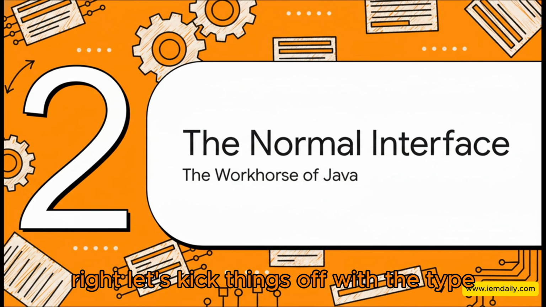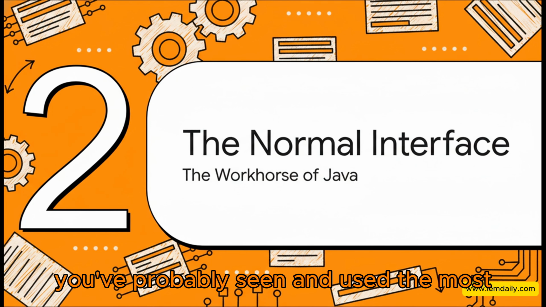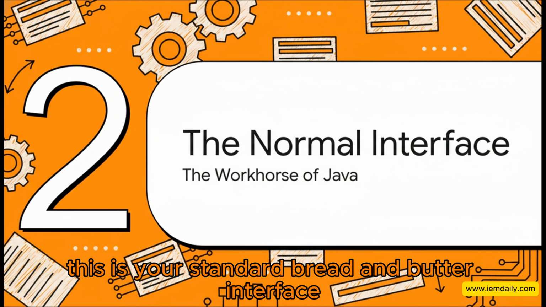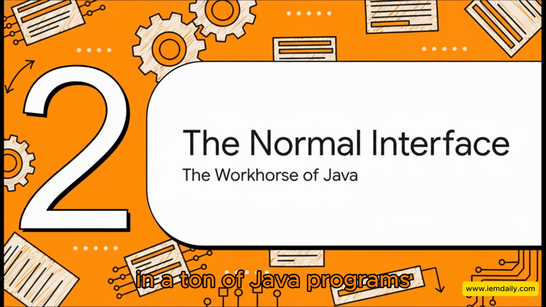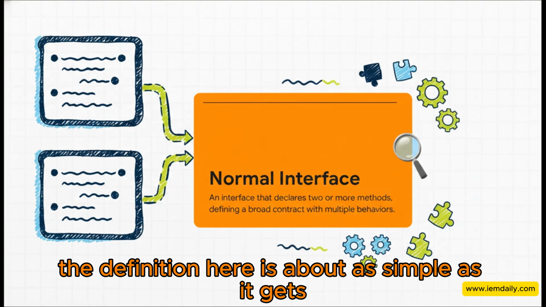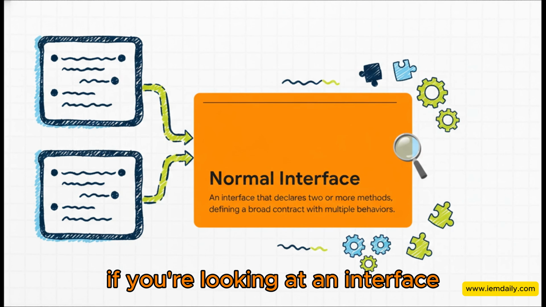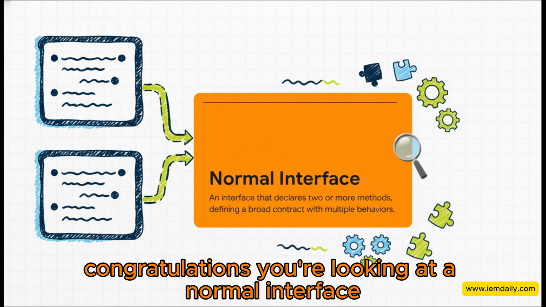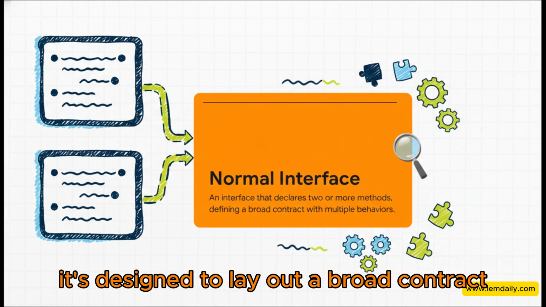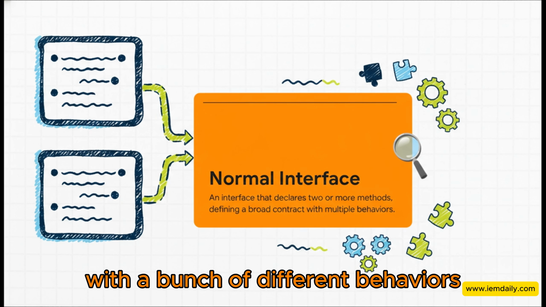Right, let's kick things off with the type you've probably seen and used the most. This is your standard bread and butter interface, the one that really is the workhorse in a ton of Java programs. The definition here is about as simple as it gets. If you're looking at an interface and it has 2 or more methods declared inside it, congratulations, you're looking at a normal interface. It's designed to lay out a broad contract with a bunch of different behaviors.